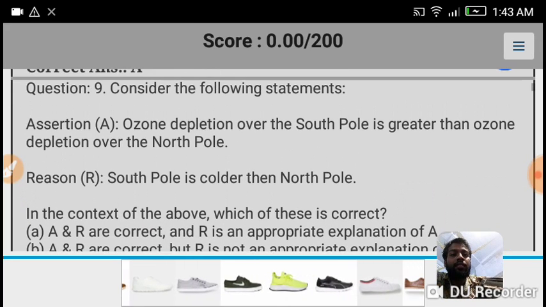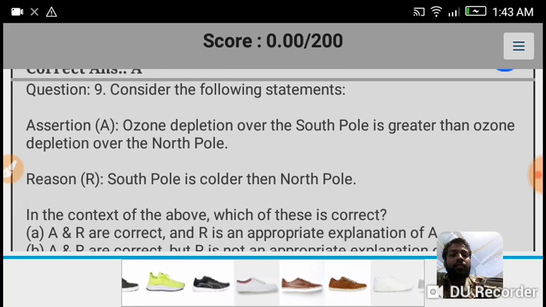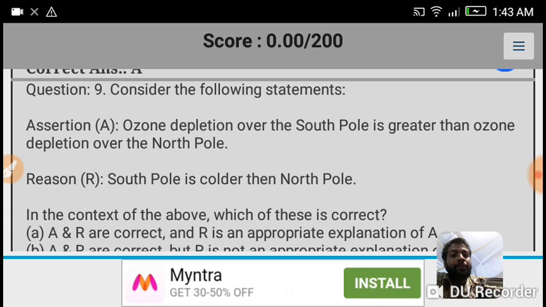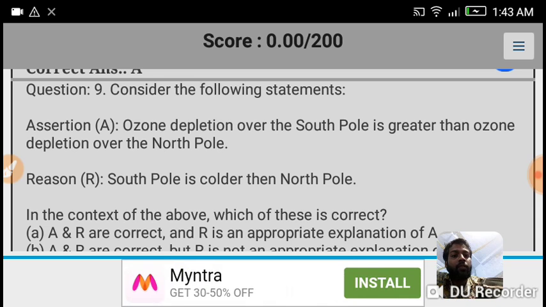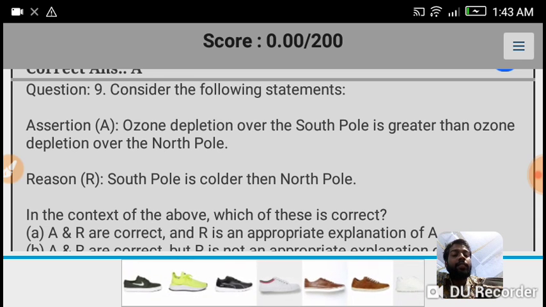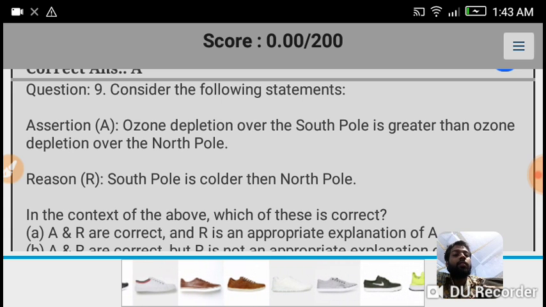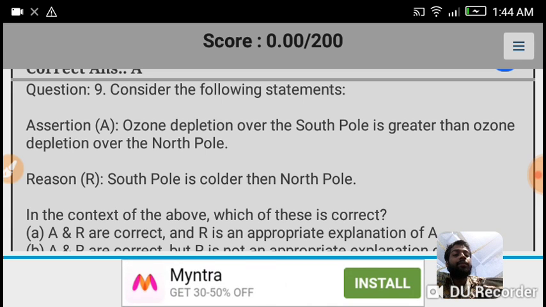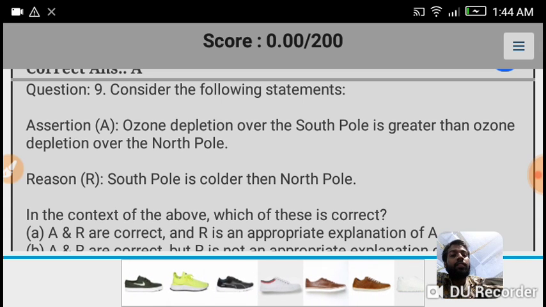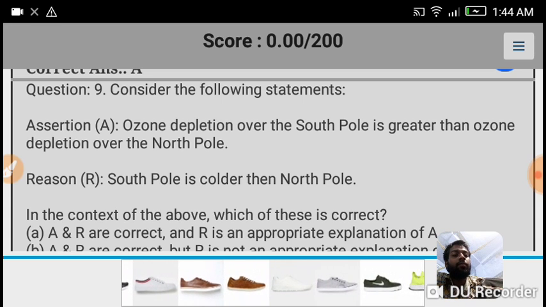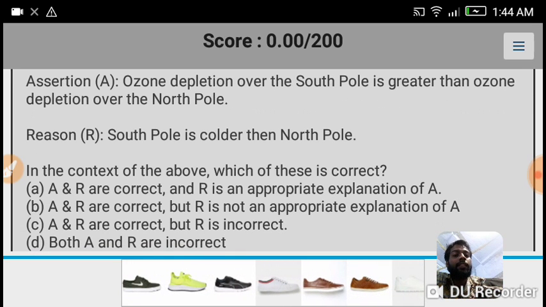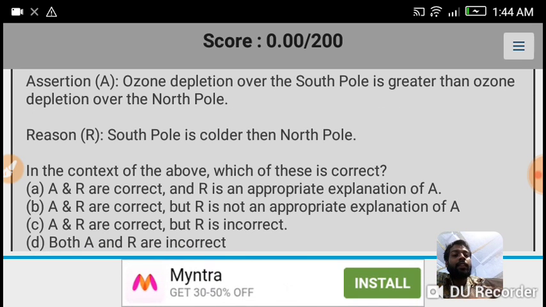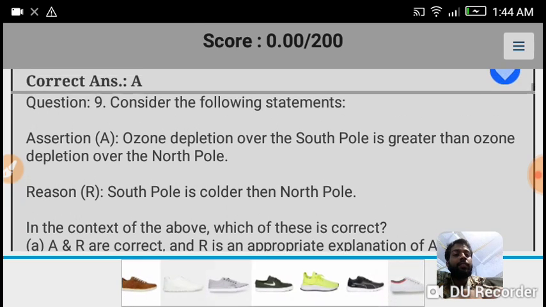Next question. Consider the following statements. Ozone depletion over the South Pole is greater than ozone depletion over the North Pole. It is correct. Ozone depletion over the South Pole is greater than over the North Pole, and the South Pole is colder than the North Pole. So that's why ozone depletion over the South Pole is greater, because the South Pole is colder. So both A and R are correct, and R is the correct explanation of A.